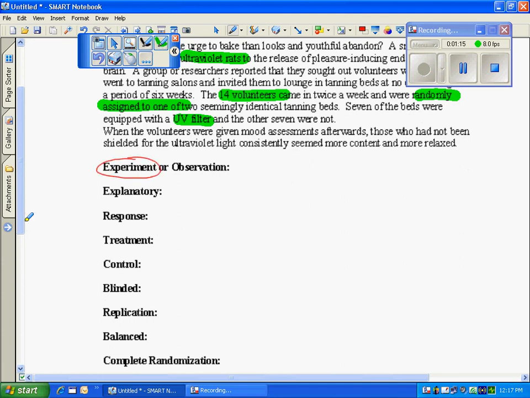The explanatory variable would be the UV rays, and the response would be if they were having a mood change. Were they excited, pleasure-inducing, etc.? The treatment would be the UV rays, and the control would be the filter put on the tanning bed to block these rays.